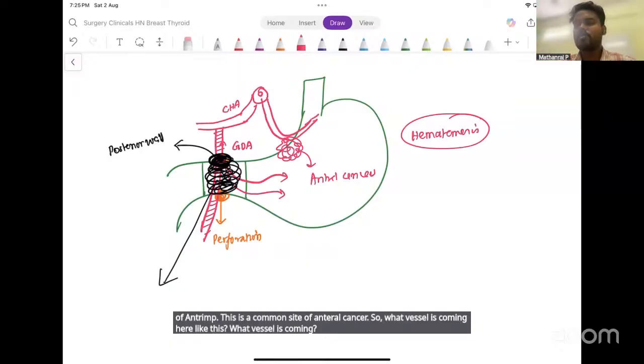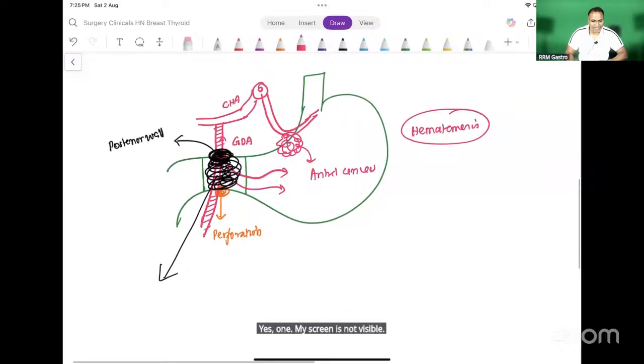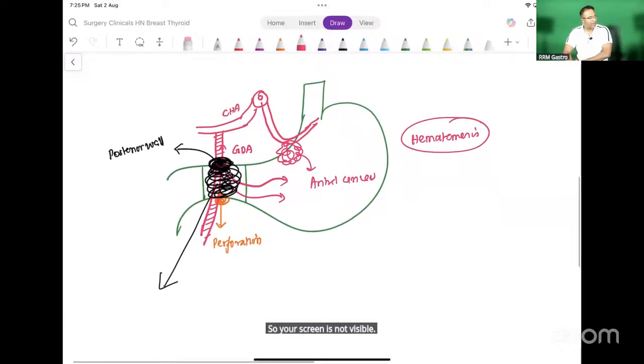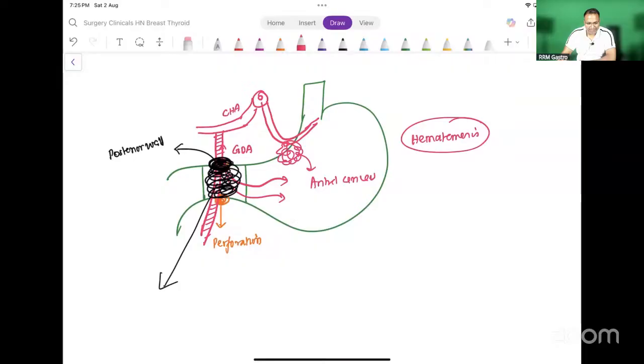Yes, your screen is not visible. My screen is not visible. It's visible for me, I'm drawing. It's visible, but I'm seeing it on another device also. It is visible, please check. My screen is visible from another device.